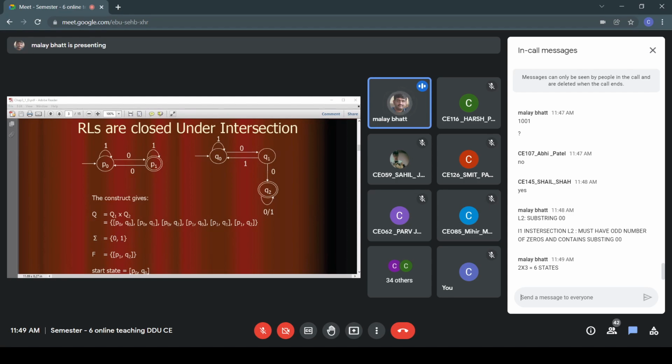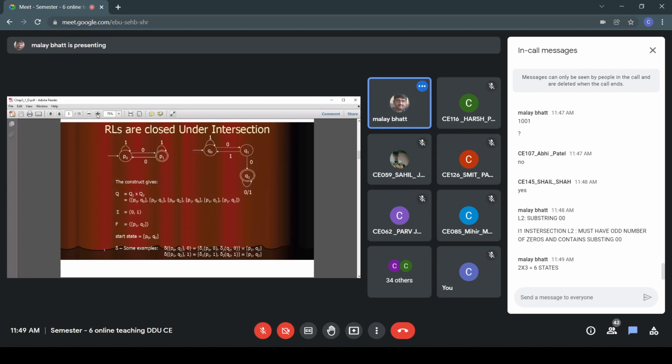As you can see here, P0 Q2 as an example. On input symbol 0, we are finding the output states. Now you can see that we have the ordered pair as a state in this transition function. So we'll apply the transition function delta 1 of the first automata on the P0 state, and we will apply the transition function delta 2 of the second automata on the Q2 state on input symbol 0.